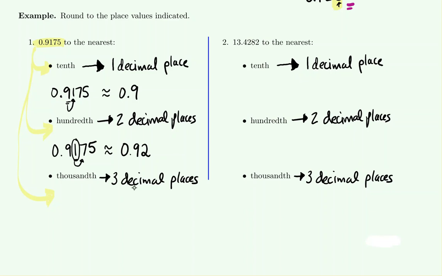And now to the thousandth, we know that's 3 decimal places. I write down the original number. 1, 2, 3, that's the thousandths place. I look to the right. Now this is exactly equal to 5, but remember, the phrase is if it's greater than or equal to, then you round up. So this digit needs to be incremented by 1, currently 7. So now we keep the other digits alone, 9, 1, but now it's going to be an 8.